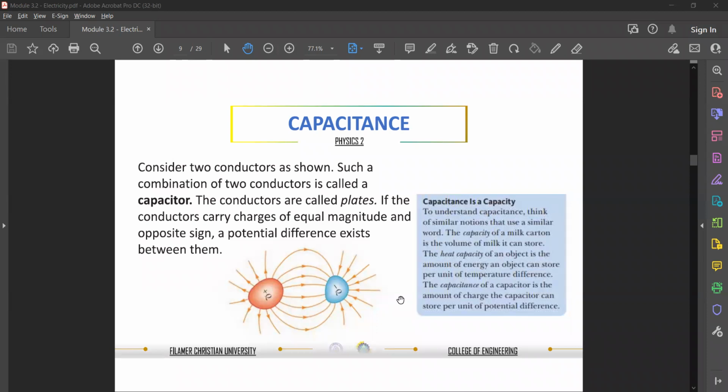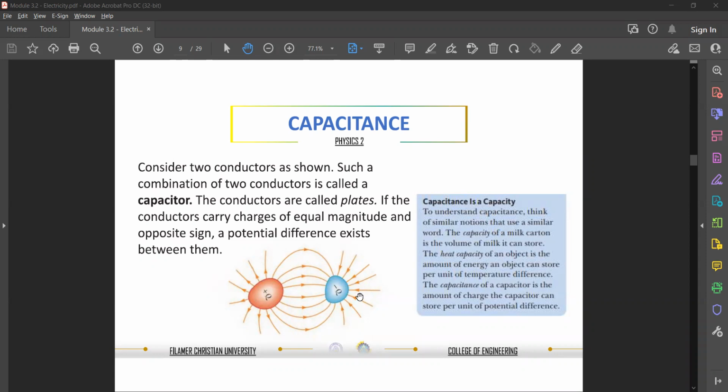So ano yung capacity? To understand capacitance, think of a similar notion that uses a similar word. The capacity of a milk carton is the volume of milk it can store. So the same siya diri sa capacitance ng capacitor, meaning that is the capacity of a capacitor that can be charged. The heat capacity of an object is the amount of energy an object can store per unit of temperature difference. So the capacitance of a capacitor is the amount of charge the capacitor can store per unit of potential difference.